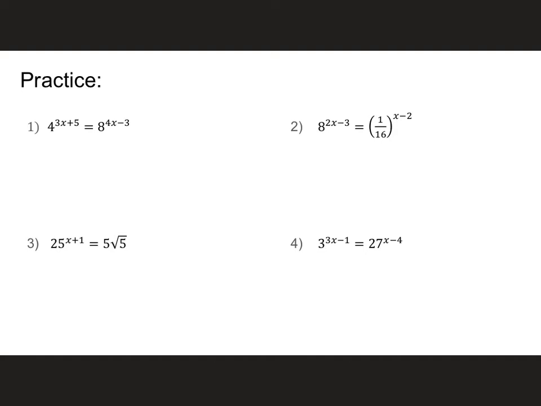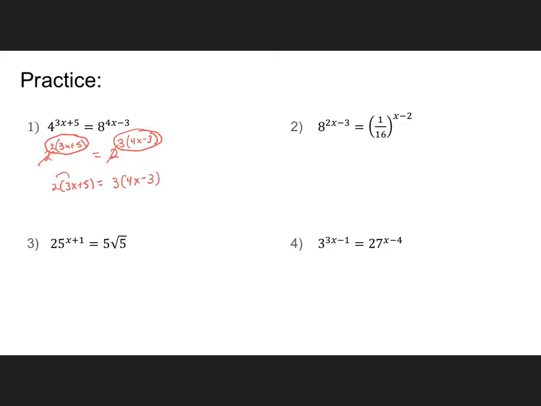Again, these bases are different. However, you should be able to recognize that I can rewrite 4 and 8 so that they're the same bases using base 2. So 2 squared is equivalent to 4 times 3x plus 5 equals 2 cubed to the 4x minus 3. And since both bases are the same, I can drop those bases and set the exponents equal to each other. So I have 2 times 3x plus 5 equals 3 times 4x minus 3.